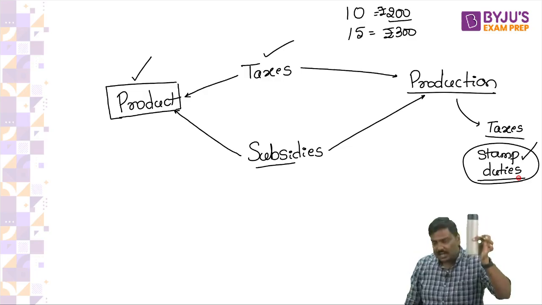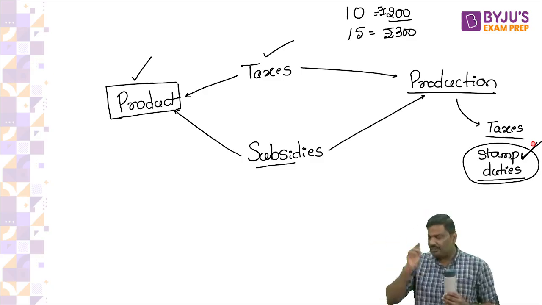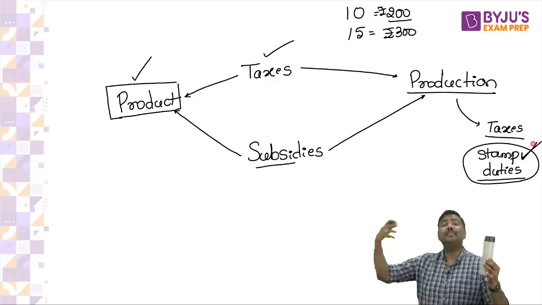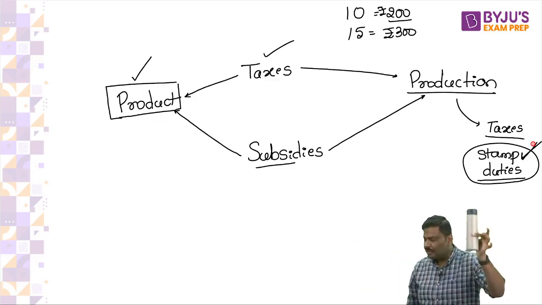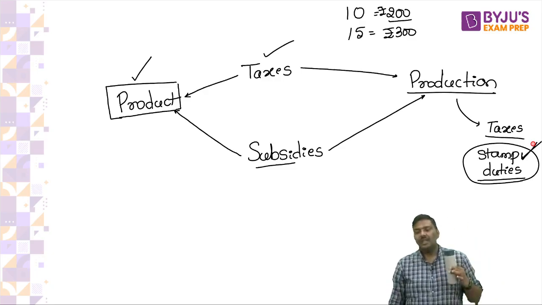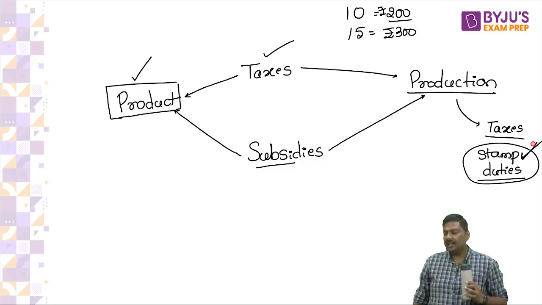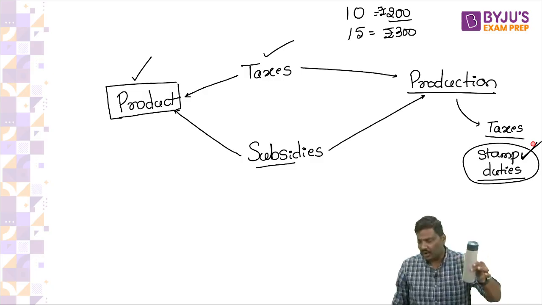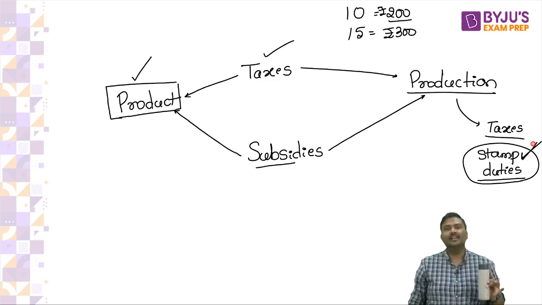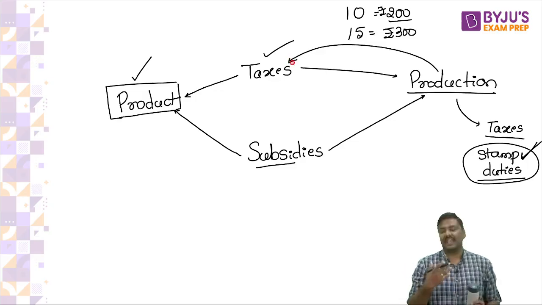So understand the logic here. Can I say stamp duties that you have paid as a manufacturer is in no way connected? It is independent of quantity of production. Can I put it in a statement here? The amount of taxes that you have paid in this example is independent of quantity or volume of production, right? Such a type of taxes are called production taxes.